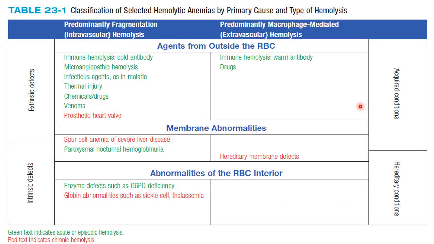So in Rodax, gumawa siya ng table para daw mas easy natin maklasify yung mga different types of hemolytic anemia. So we can classify them primarily in the mechanism, either intravascular hemolysis versus extravascular hemolysis. Okay? And then, pwede rin daw natin sila i-classify according to the defects. Extrinsic defects versus intrinsic defects.